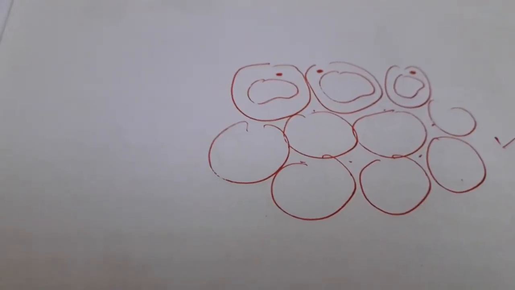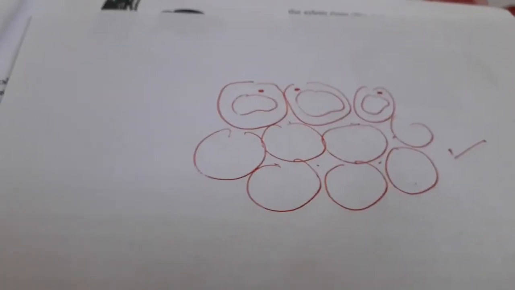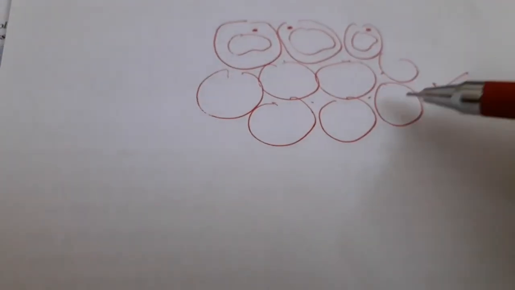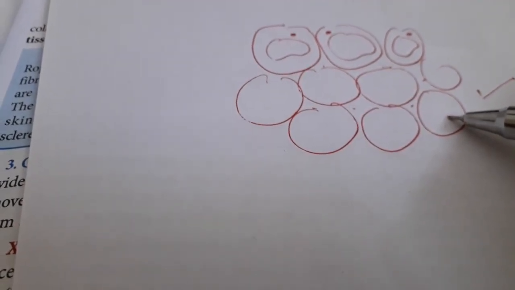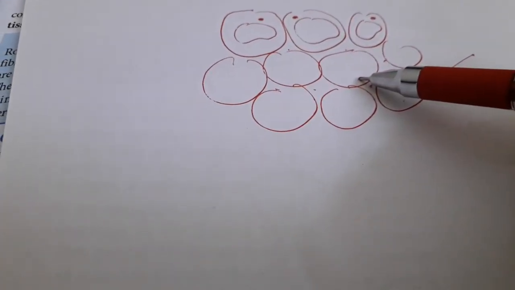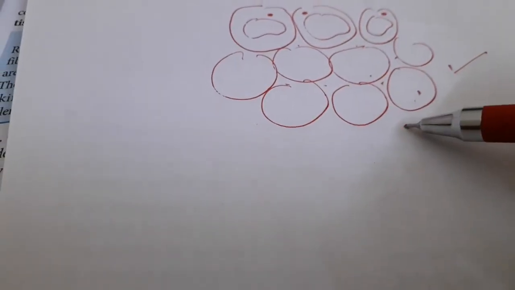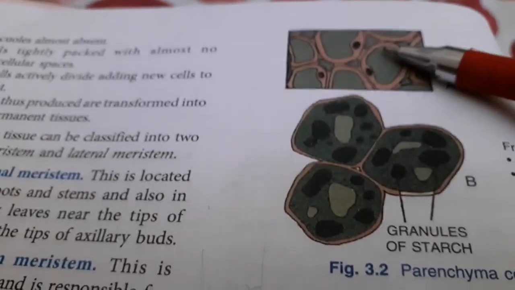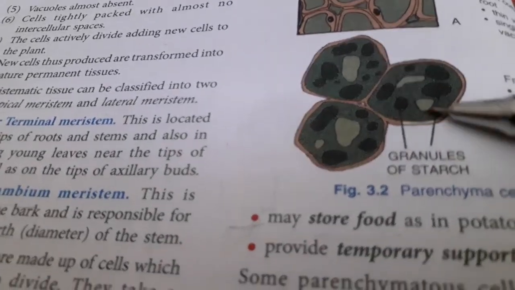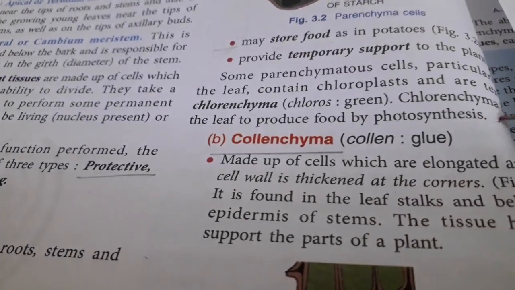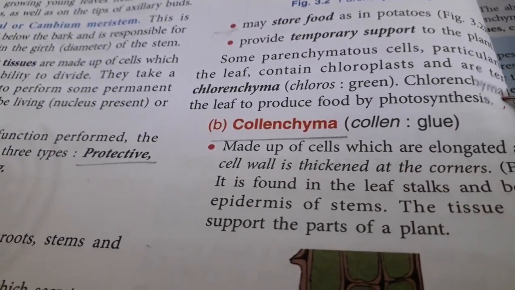Sometimes some parenchyma cells also store chloroplasts, the grains of chloroplast, and help in photosynthesis. At that time, in the leaves, these parenchyma cells store chloroplast and help in photosynthesis, so we call them Chlorenchyma. You can see the picture: these are parenchyma cells, with vacuole, nucleus and intercellular spaces. If they store some granules of starch and also chloroplast, then we call it Chlorenchyma. Chloros means green, and it helps to perform photosynthesis.